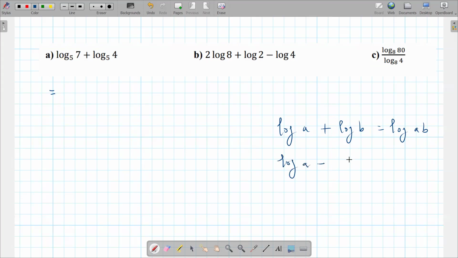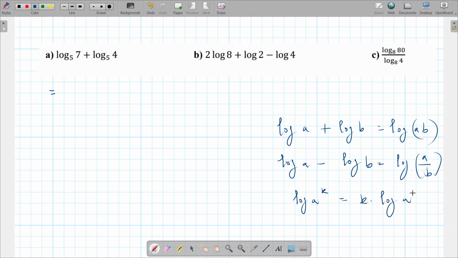Log A minus log B is log A over B. And then there's the power one: log A to the power of K is K times log A. Have you done this in class?